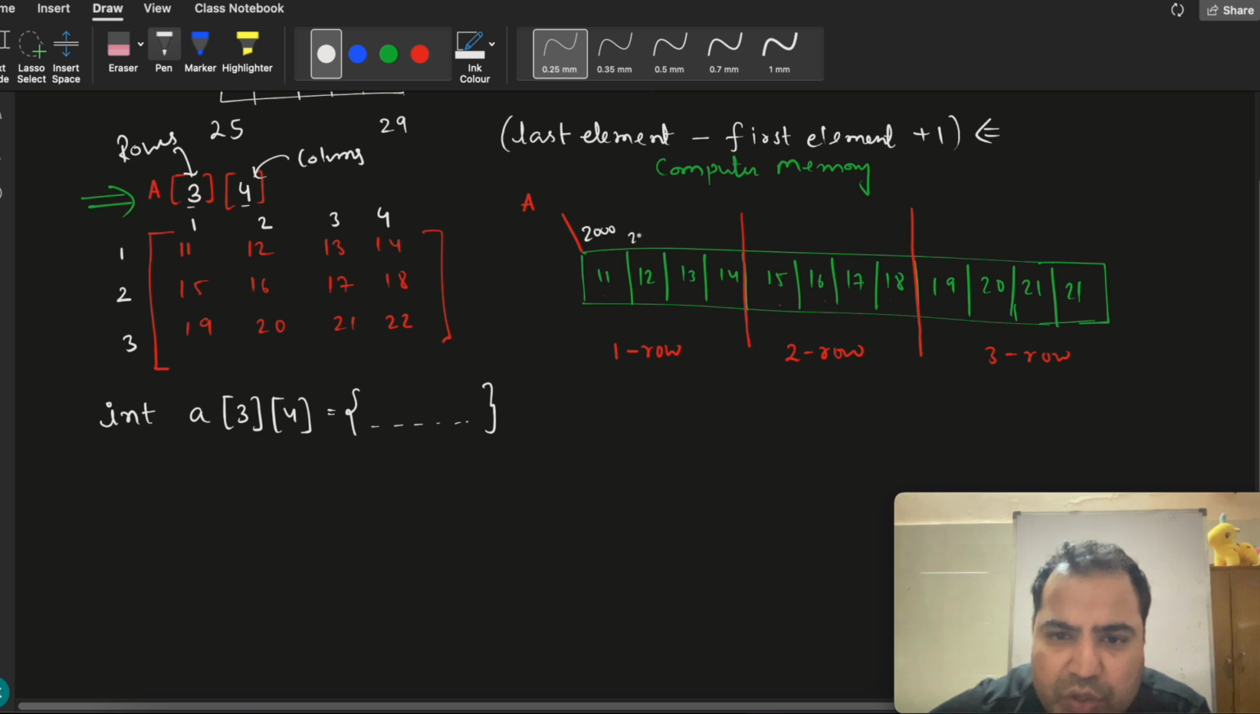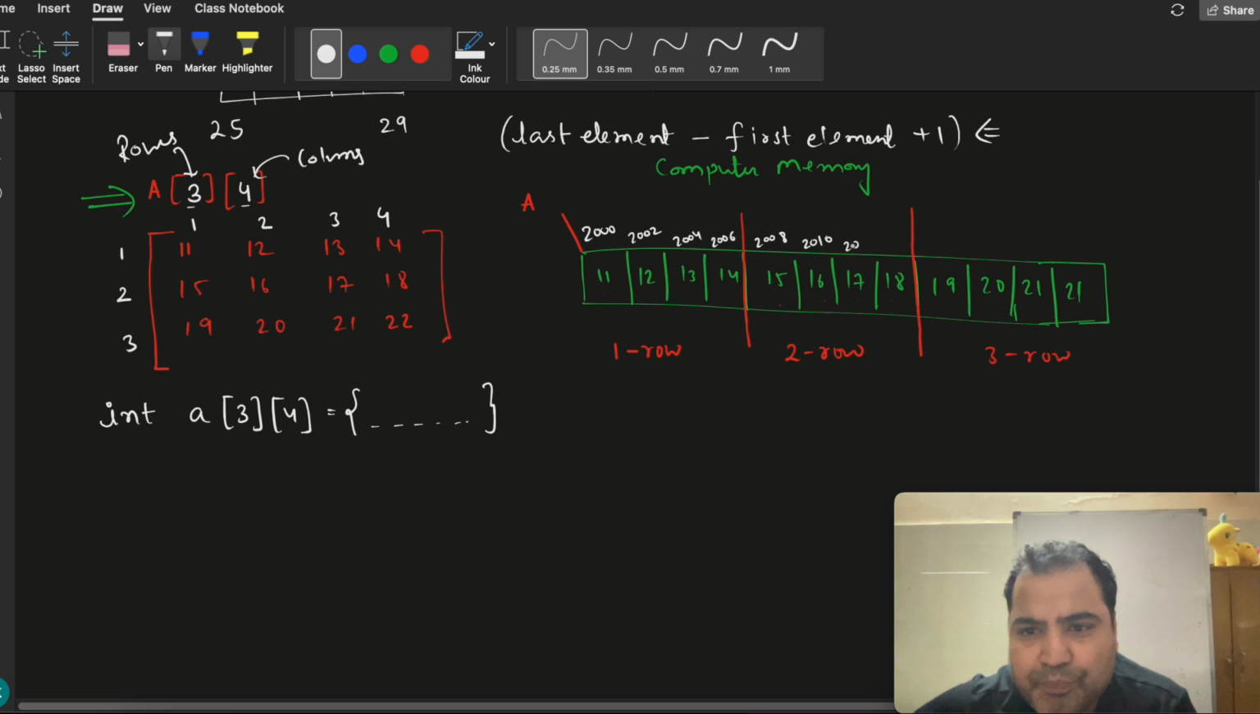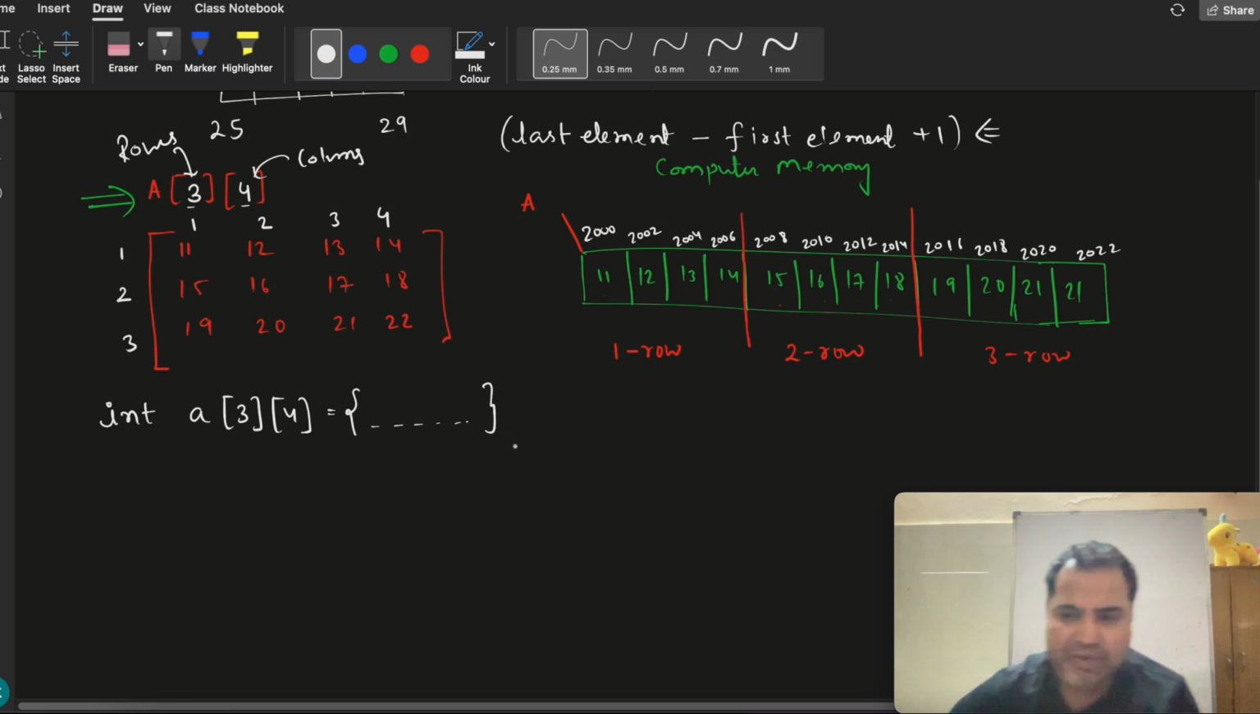Then this will be 2002, 2004, 2006, 2008, 2010, 2012, 2014, 2016, 2018, 2020, and 2022. One more thing about addresses I want to make clear: if I am saying the element 21 of the array, right?